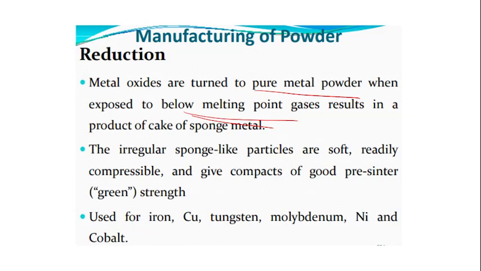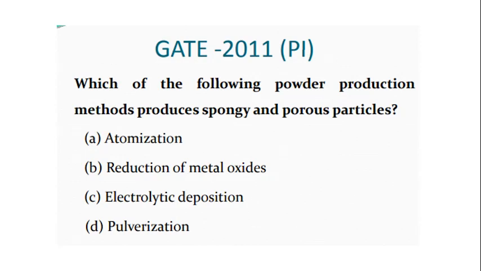With that sponge, the particles will be very soft, and you can easily compress those sponge-like particles. So with the help of this process, we make a spongy metal or cake of spongy metal. That is also a process for producing the first product for your powder metallurgy. This process is basically used for iron, copper, tungsten, molybdenum, nickel, and cobalt. Then tell me the answer of this question.